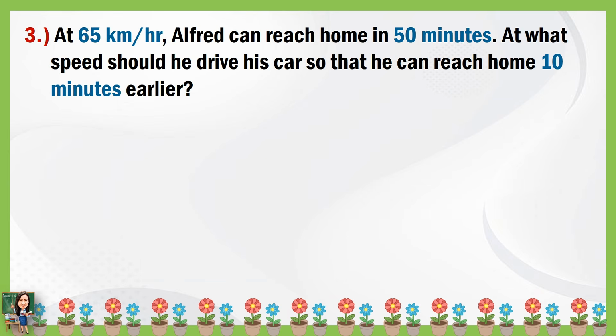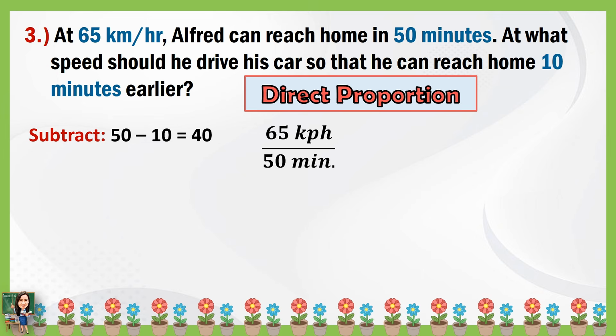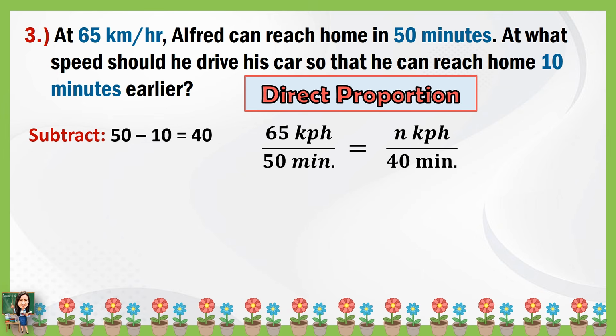Number 3. At 65 km per hour, Alfred can reach home in 50 minutes. At what speed should he drive his car so that he can reach home 10 minutes earlier? This is a direct proportion. First, let's subtract 50 minutes minus 10 minutes equals 40. 65 km per hour is to 50 minutes, equals n km per hour is to 40 minutes.